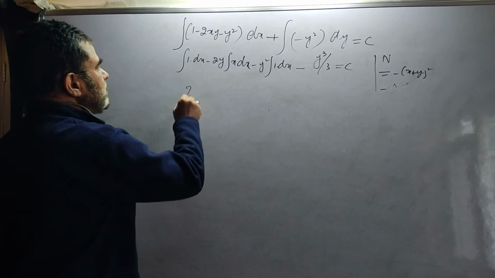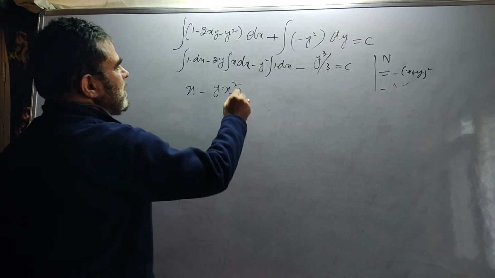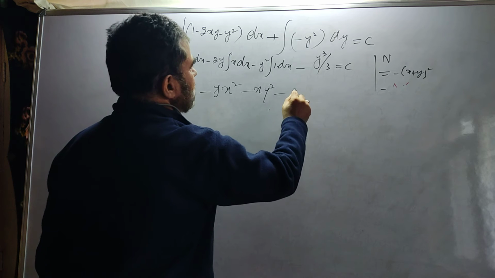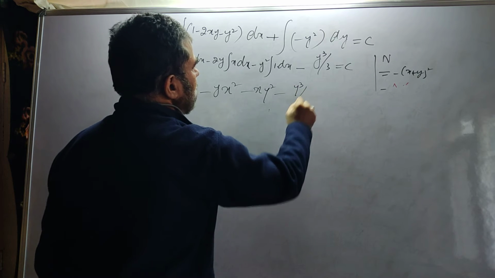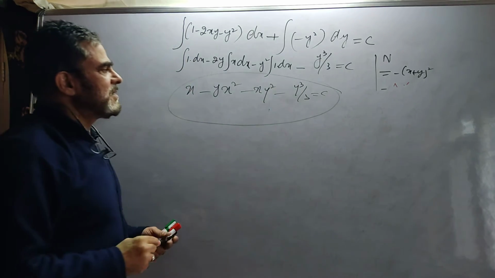Indeed, this is x, this is x square by 2, minus yx square, minus xy square, minus y cube by 3 is equal to c. This can be the solution. It is the solution.